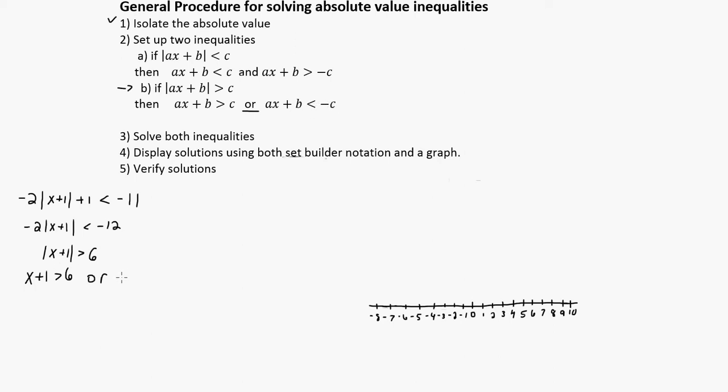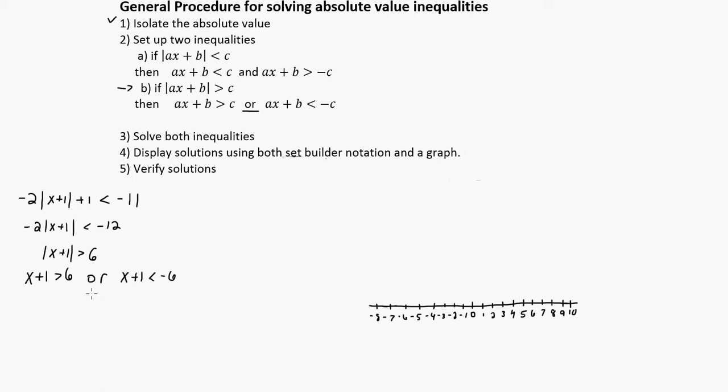and then do the exact opposite with the inequality and the sign of the number. So x plus 1 is less than negative 6. And that's one way to memorize both of these statements: the first inequality you write is exactly what you see without the absolute value, and the second one you switch the inequality symbol and the sign of the number. But again, you don't have to memorize this procedure.